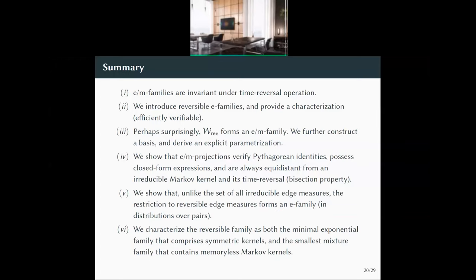And finally, WRev is, in a sense, the minimal exponential family that contains symmetric kernels. And it's also the smallest M family that contains WIID, which means it contains memoryless Markov kernels.